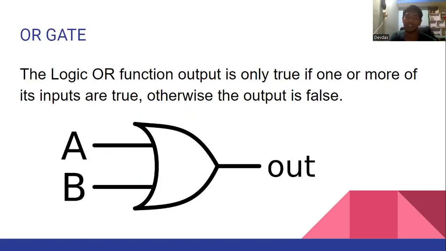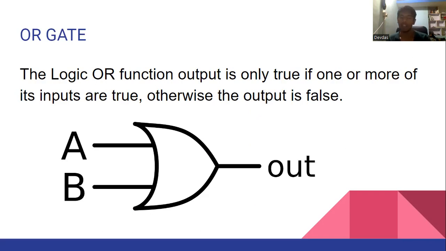Let's move on to the next gate, the OR gate. The logic OR function output is true if one or more of its inputs are true. Otherwise, the output is false. We saw that in the AND gate, we needed both inputs to be true to get the output as true, whereas in the OR gate, it's not necessary. If even one of the inputs is true, we get the output as true. If both inputs are false, that's the only case where we get the output as false.